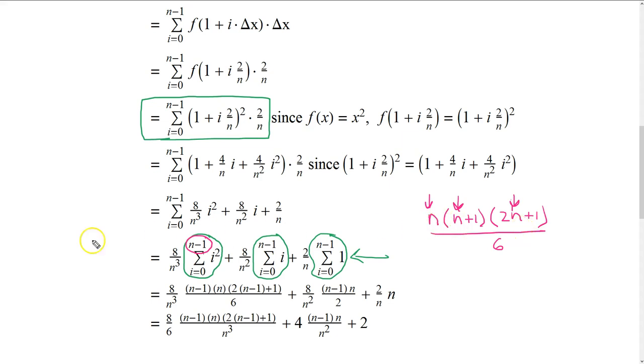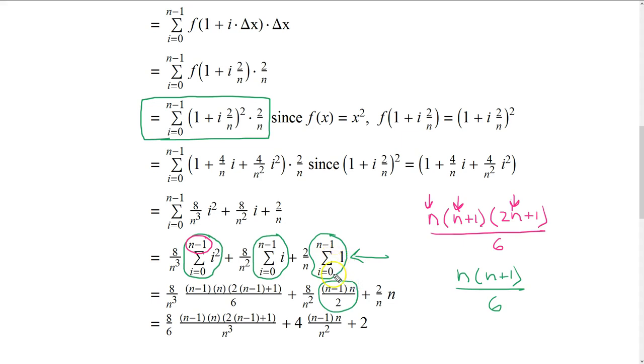So when we do that, we get n minus 1 times n times 2 times n minus 1 plus 1 over 6 times 8 over n cubed. And for this formula right here, you remember the formula for the sum of the first n integers was n times n plus 1 over 6. Well, now we need to put n minus 1 in here for n. And we get n minus 1 times n right here.